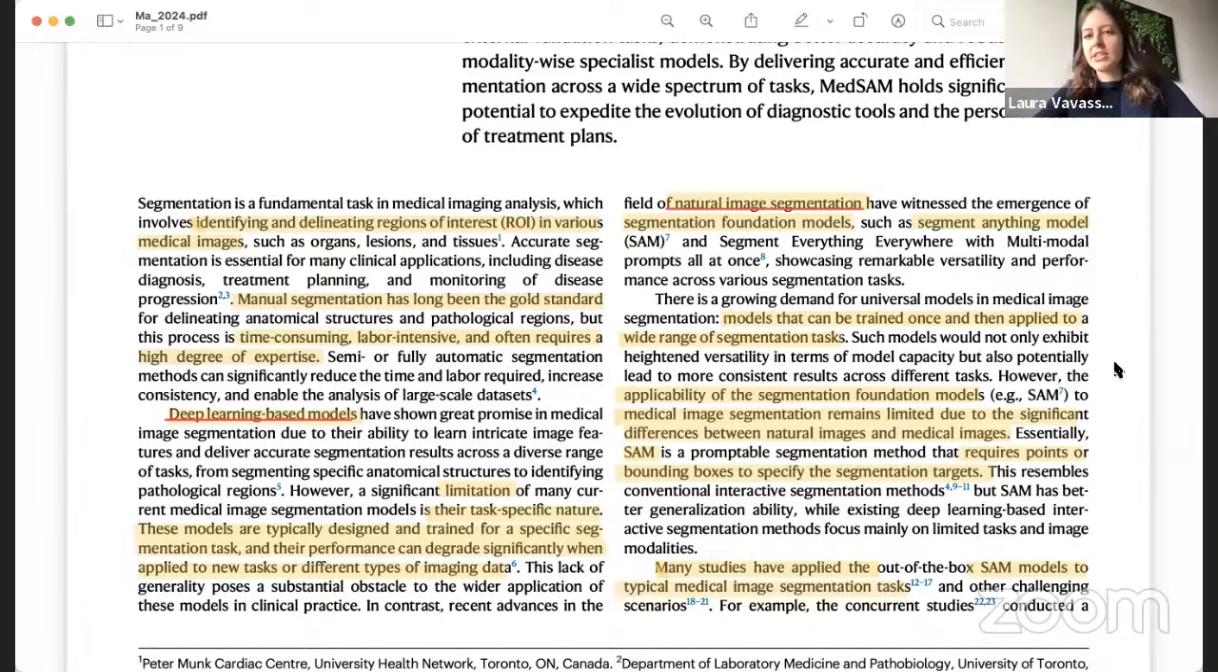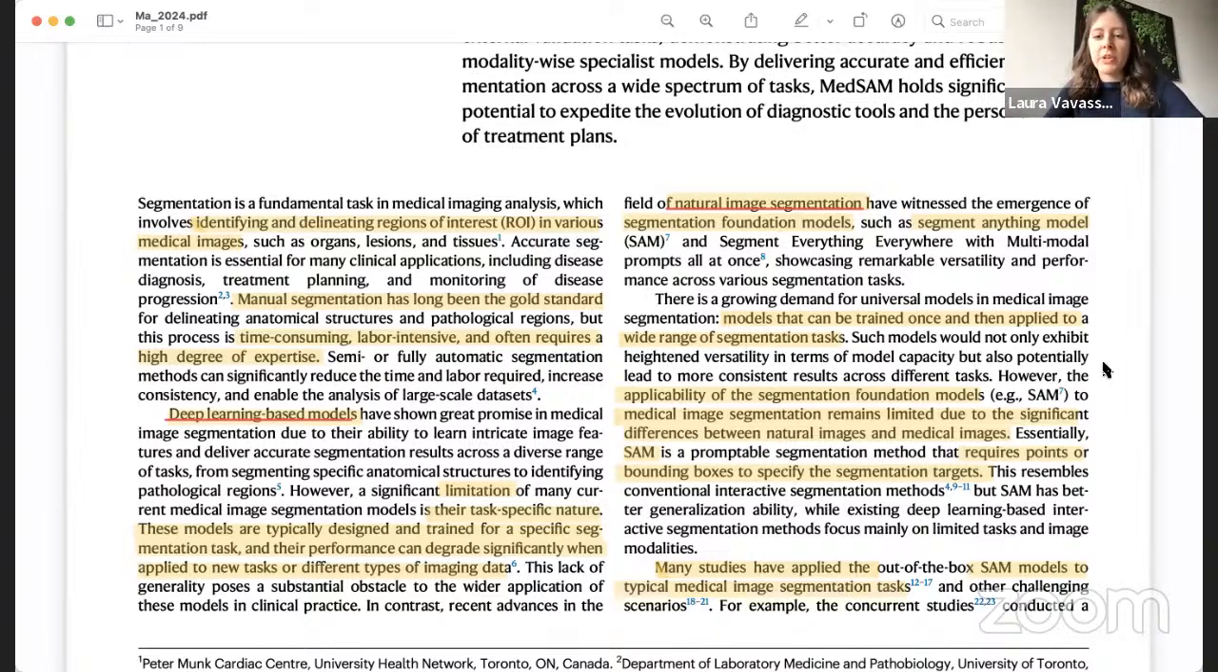So different deep learning models have been applied to this task. The thing is that these models are very specific by definition, so they can be applied to data that are very similar to the ones that they were trained on. But the authors introduced a second type of model, the segmentation foundation models. Basically, they're used for natural image segmentation. More in detail, they talk about the Segment Anything Model, a model that is literally used to segment anything in natural images. So the idea is that they want to apply this Segment Anything Model to medical images.